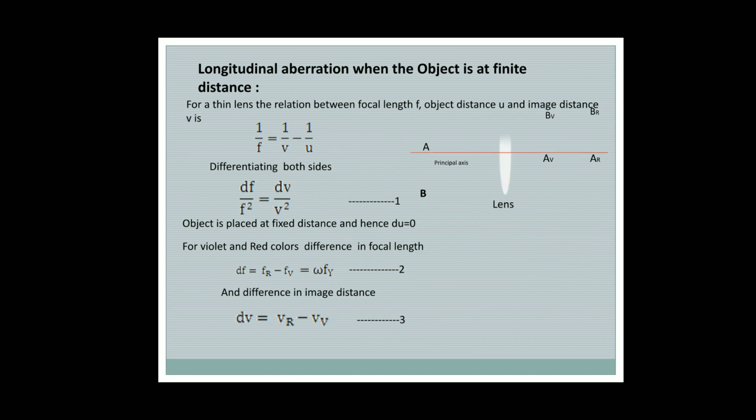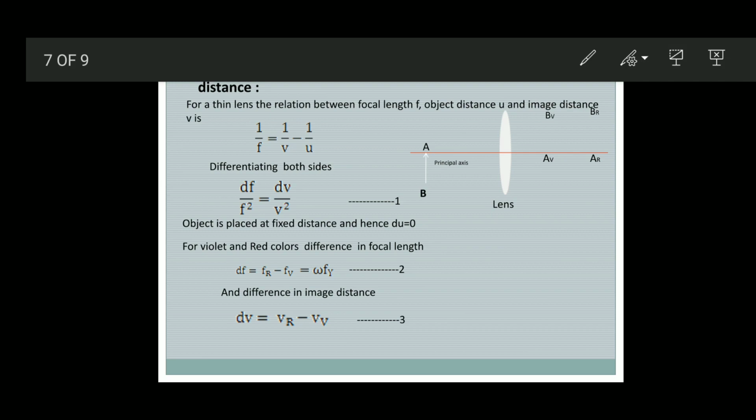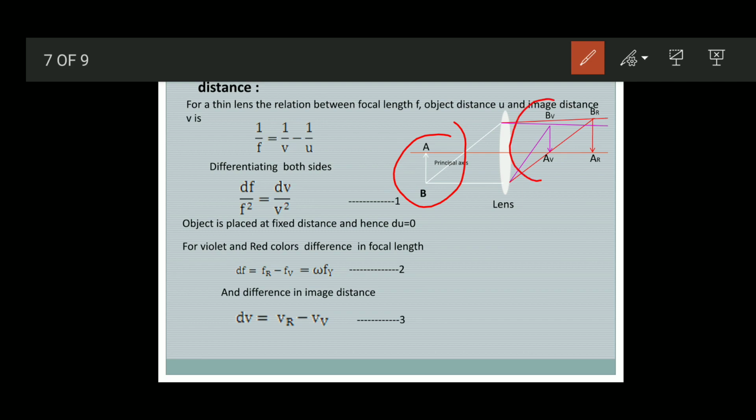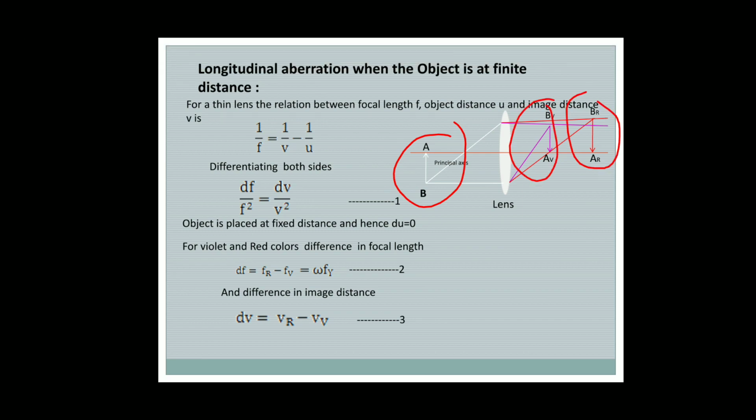In which there is a principal axis, a convex lens is there. If the object is at finite distance, that is AB is the object of white color. Then the white ray is incident on the convex lens and splits into different colors and forms violet image AVBV and red image ARBR. Now you know, according to the definition, the longitudinal chromatic aberration is equal to ARBR minus AVBV.